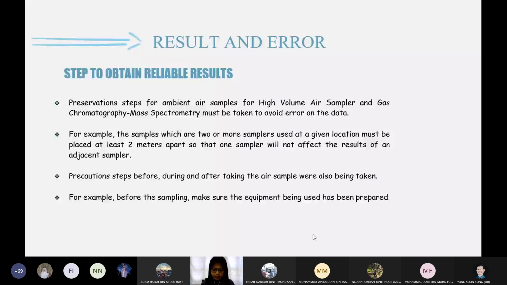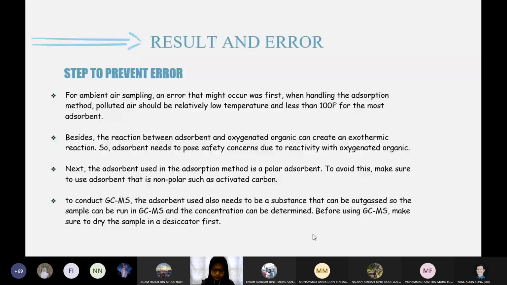Next, an error may occur when conducting the sampling. First, when handling the adsorption method, polluted air should be at a relatively low temperature. Besides, the distance from the sampler to an obstacle must be twice the height that the obstacle protrudes above the sampler, to avoid any obstruction. It is important to pre-weigh the filter paper as the weight of particulate matter trapped needs to be calculated. Next, I will explain about emission sampling.